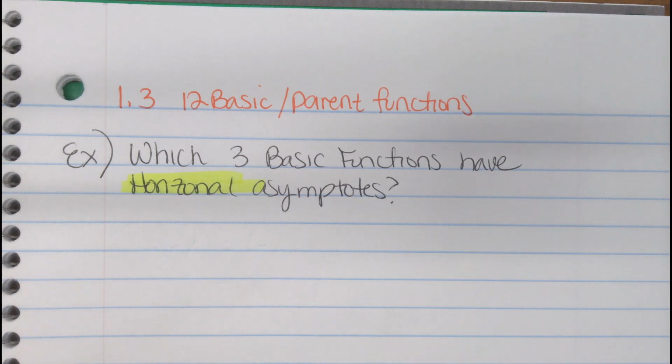And 1 over 1 plus e to the negative x. To be an asymptote doesn't mean it's bounded. That just means that it has an imaginary horizontal line that the graph is not going to touch. All right, does your group have 3?